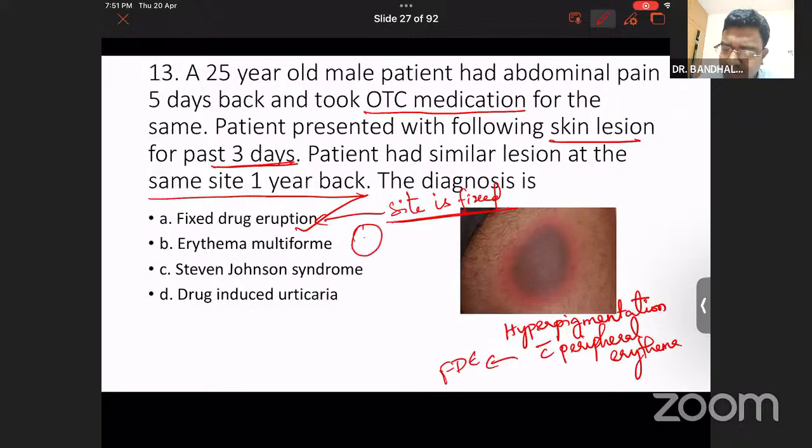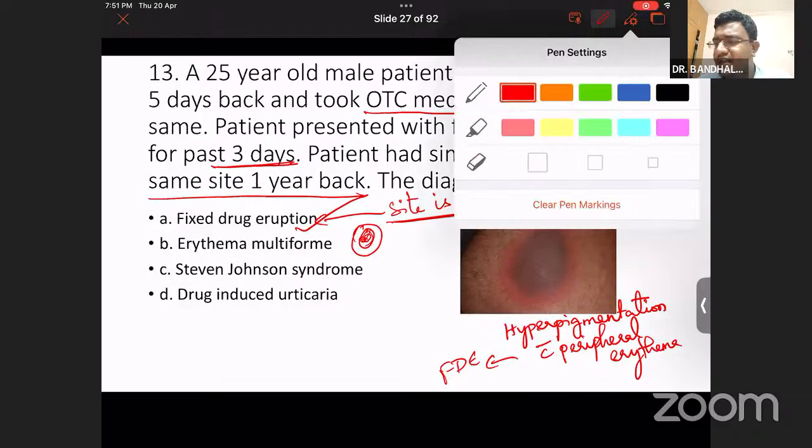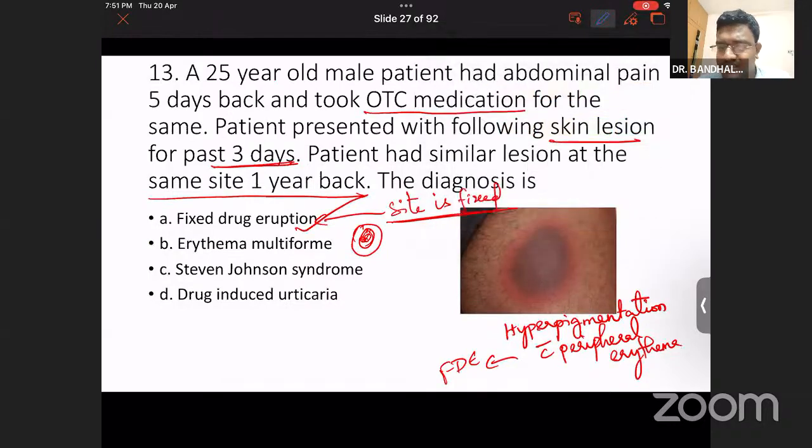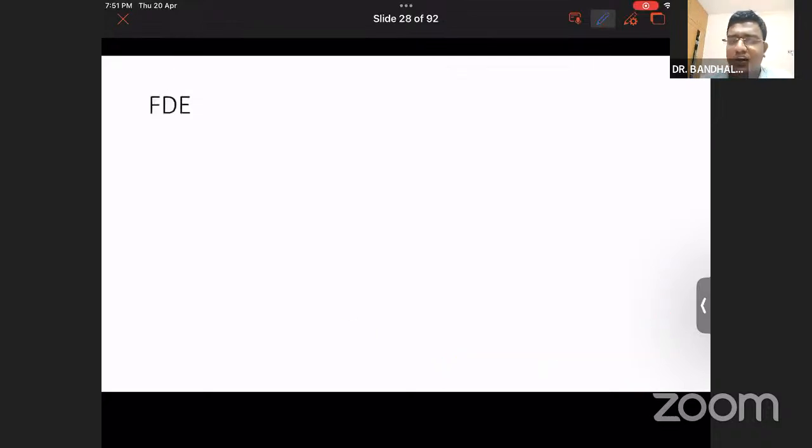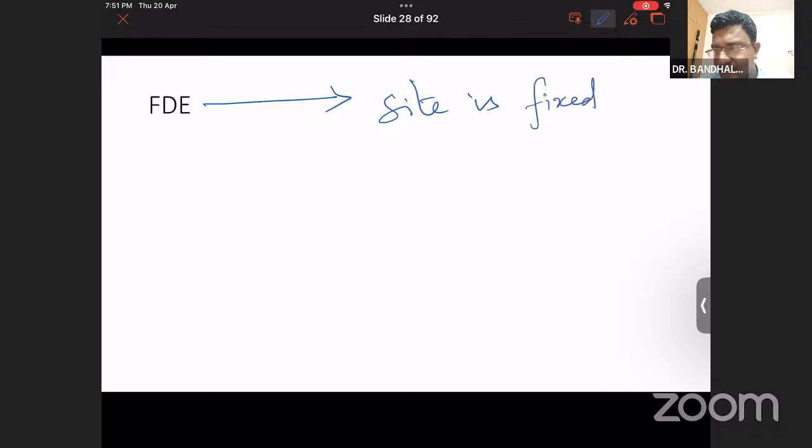In erythema multiforme, there will be 2 or 3 zones, with erythema and pallor and all. It is not Stevens-Johnson syndrome because there are no erosions; SJS is characterized by erosions. So that is a wrong answer. Drug-induced urticaria will have wheals. There are no wheals in this case. So in FDE, you have to remember one thing, the site is fixed. What is fixed in FDE? The site is fixed. The drugs are mainly NSAIDs, antibiotics, sulfa.